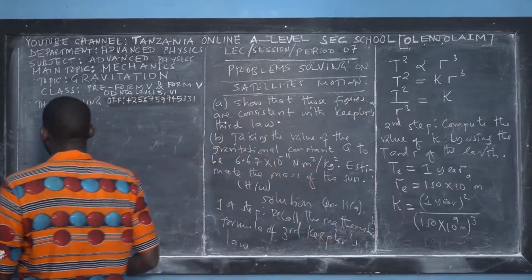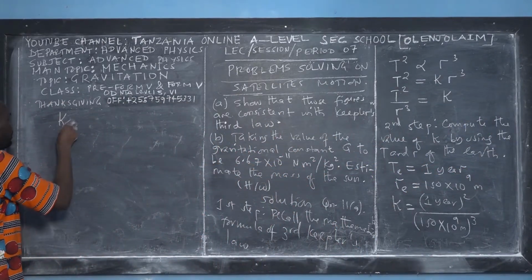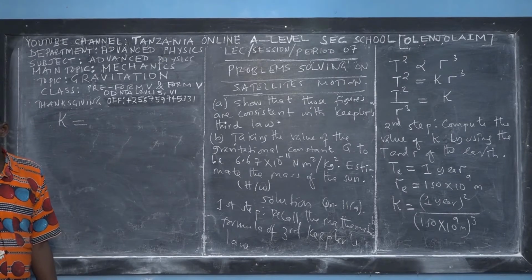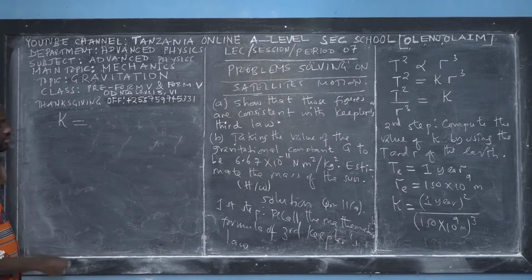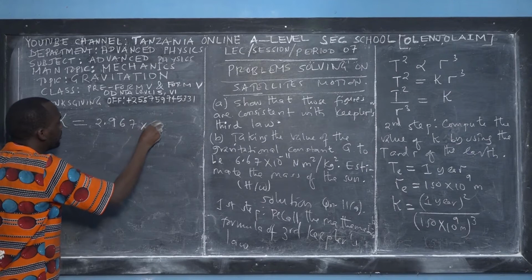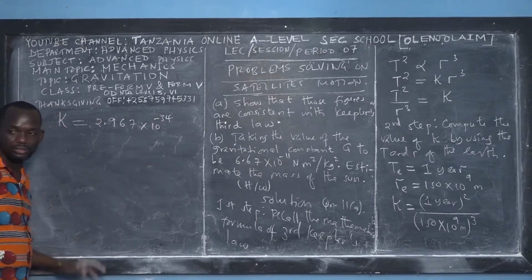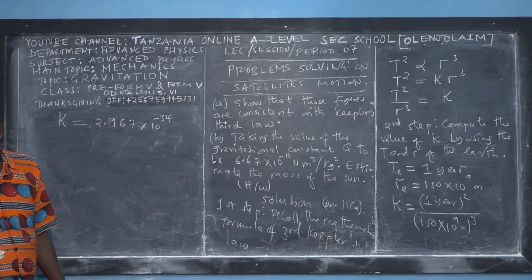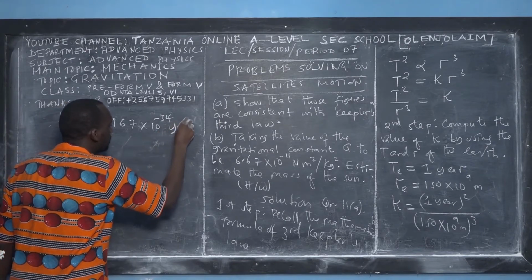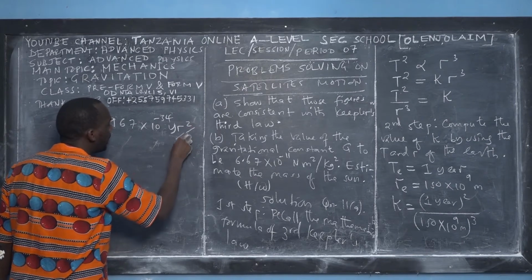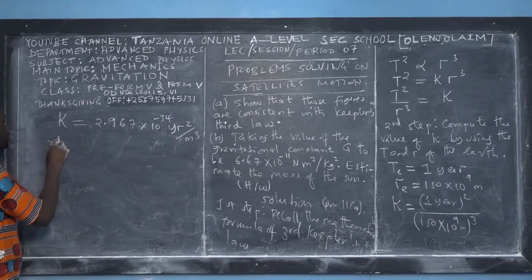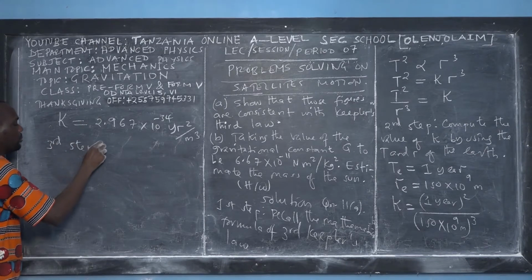So by using your scientific calculator, the value of the proportionality constant for the case of the Earth will be 2.967 × 10^-34 years squared per meter cubed. Now, go for the steady state.